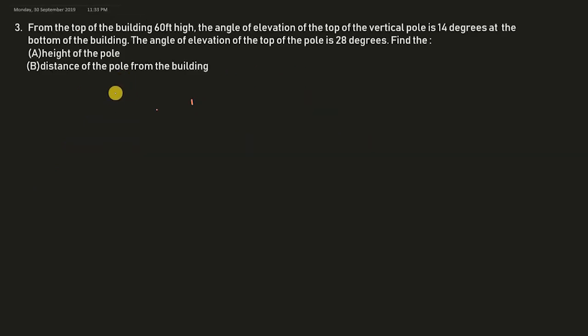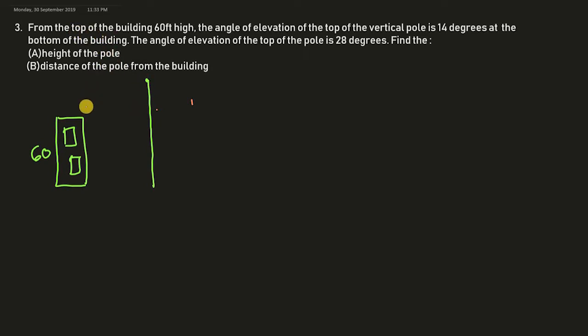Okay, so now let's move on for our next problem. First, kailangan nating illustrate anong sinasabi niya. From the top of the building 60 feet high, ibig sabihin, meron daw tayong building which is 60 feet high. This is 60 feet, so mga bintana yan. This is the 60 feet building. Now, the angle of elevation of the vertical pole, so ibig sabihin may vertical pole pa tayo. This is the pole, siguro flag pole, ganon. This is a vertical pole.